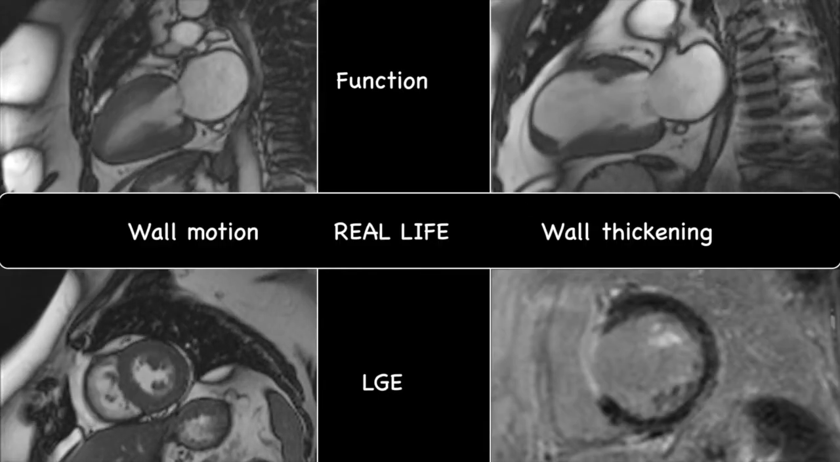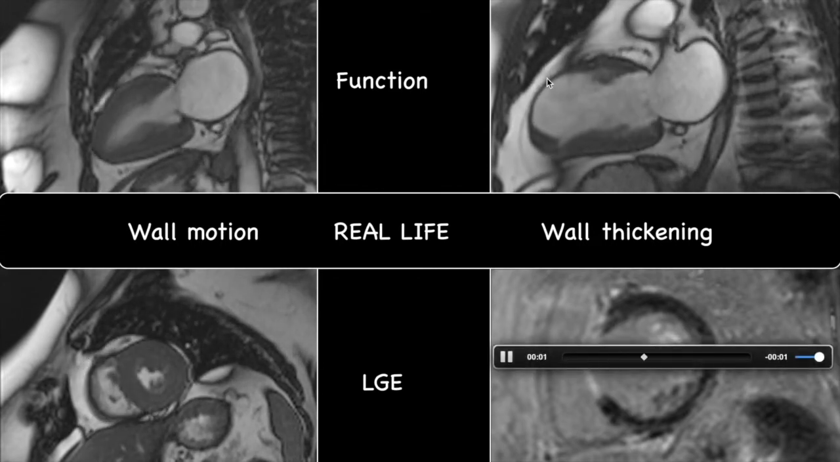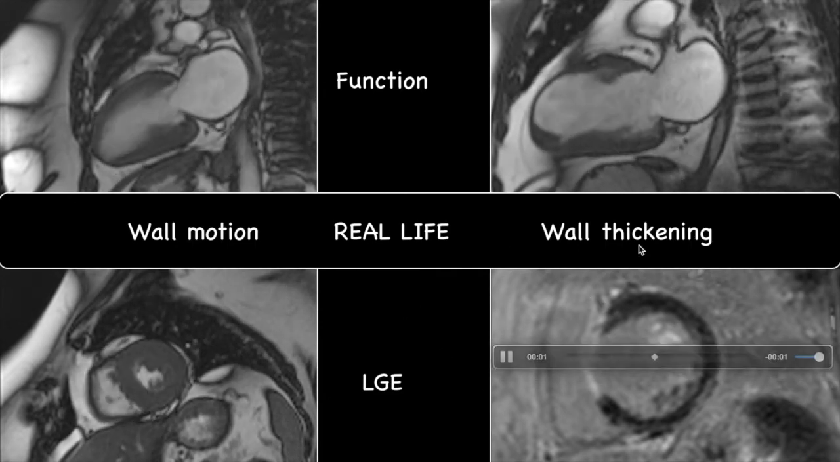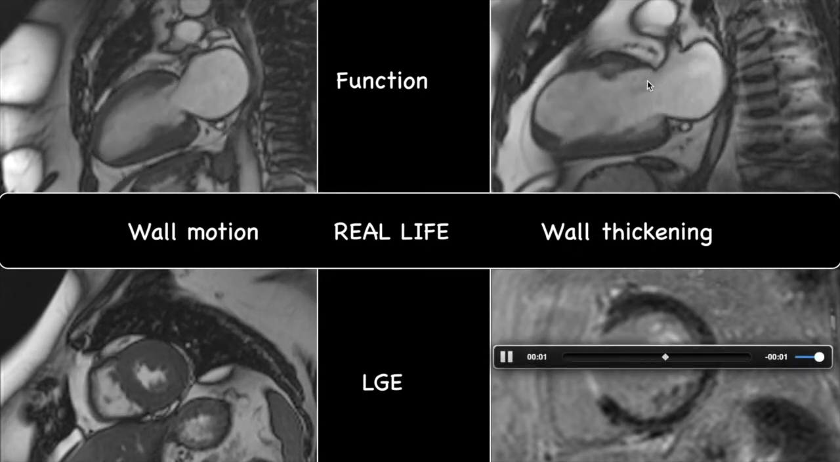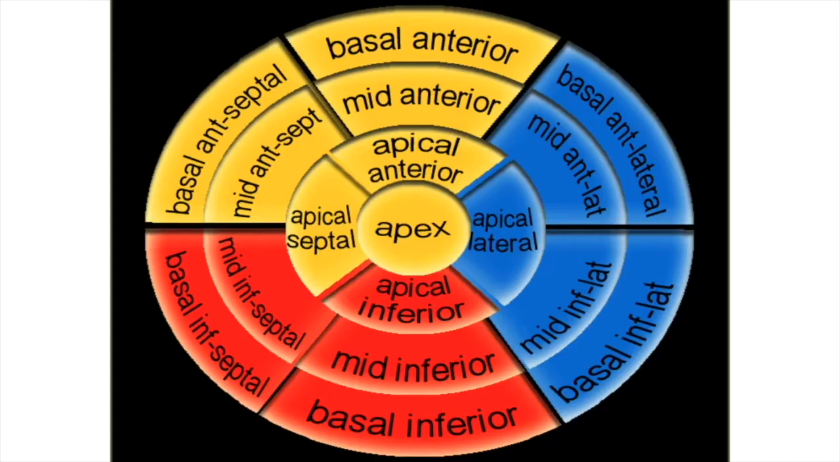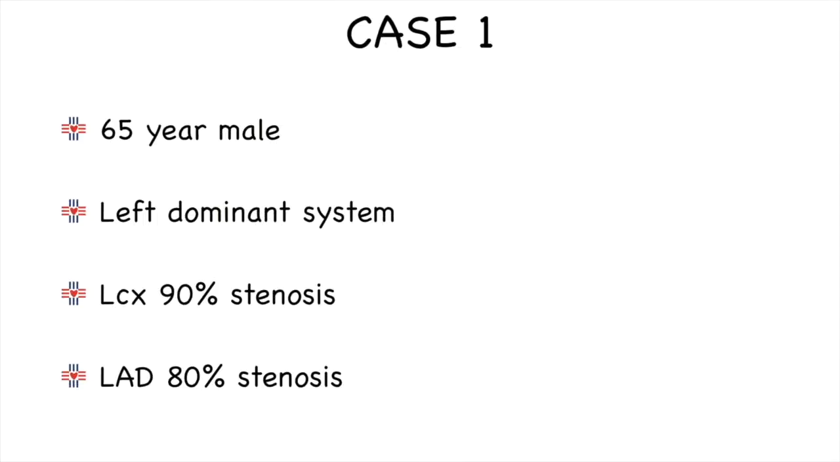In summary, viability assessment is a combination of wall motion abnormality, late gadolinium enhancement imaging, and looking for the wall thickening and thickness at end diastole. It is important to mention the status of each segment at each level so that adequate information is available for the clinician to decide on the management of the patient. A 17 segment model is utilized when we are reporting these cases.